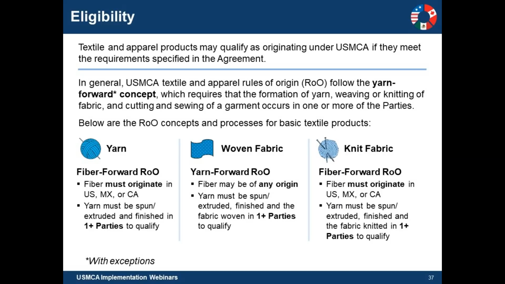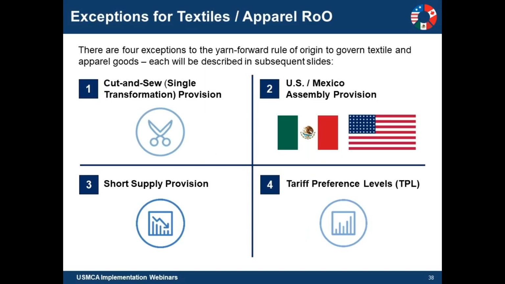Knit fabric follows the fiber forward rule of origin, which states that the fiber must originate in one of the parties, the United States, Mexico, or Canada, and the yarn must be spun or extruded, finished, and the fabric knitted in one or more of the parties to qualify for preferential tariff treatment.